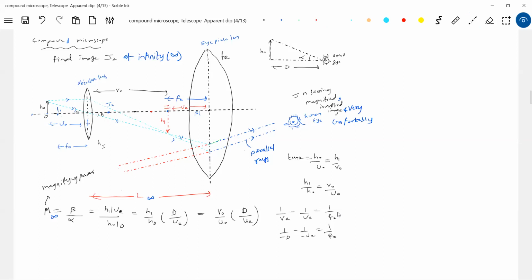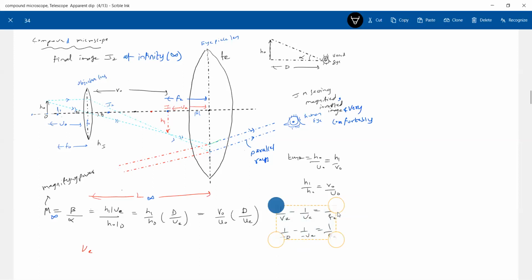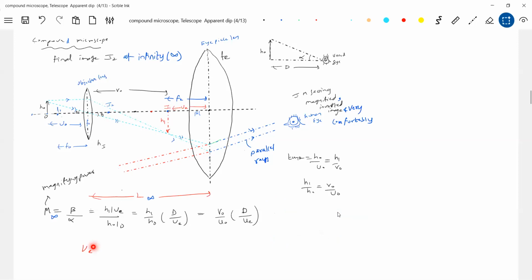Okay, let's see what the magnifying power is. So what should UE be equal to? I think the entire discussion is that UE will become equal to FE. The magnifying power is V naught by U naught, D by FE, because UE will become equal to FE.